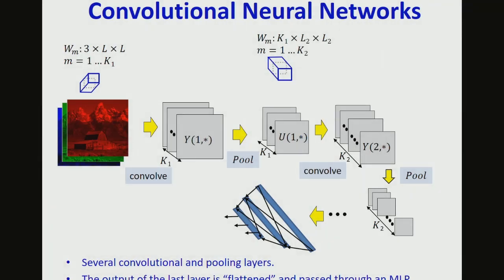We'll recap the last few slides. We had described what a convolutional neural network was. A convolutional neural network was something of this kind. You had several convolutional and pooling layers.